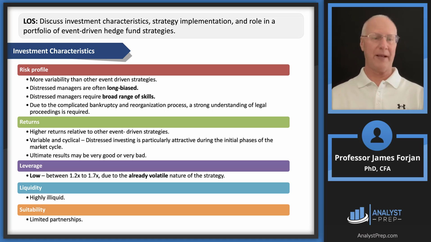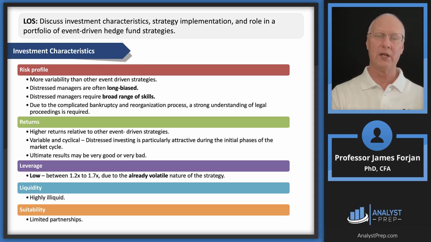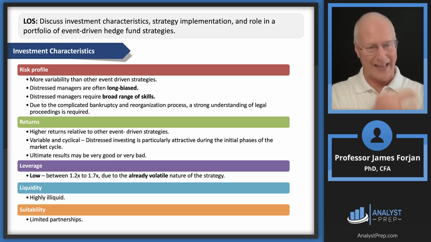All right. Let's go ahead and pick out a couple of things here over these investment characteristics. Long bias, that makes sense. Broad range of skills. Returns, higher returns relative to other event-driven strategies. That's probably a really good question. Notice they're variable and cyclical, right? When banks start to crash, they tend to crash together, right?